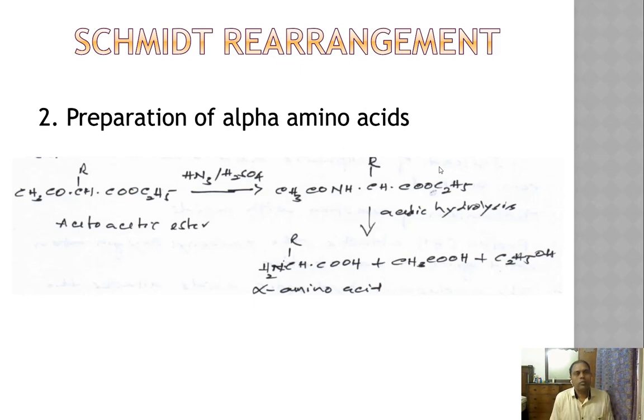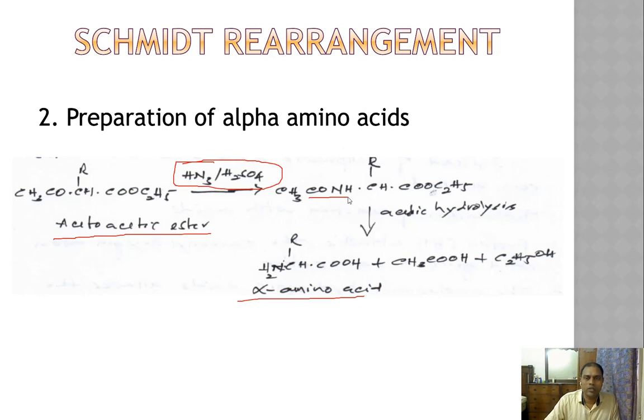Second application, preparation of alpha amino acids. Alpha amino acids are formed from this Schmidt rearrangement, and we are taking acetoacetic ester. Even esters are going to take part in the Schmidt rearrangement reaction. So you're using hydrochloric acid and sulfuric acid. The initial product is amide. This is the product of Schmidt rearrangement. Amide is going to form.